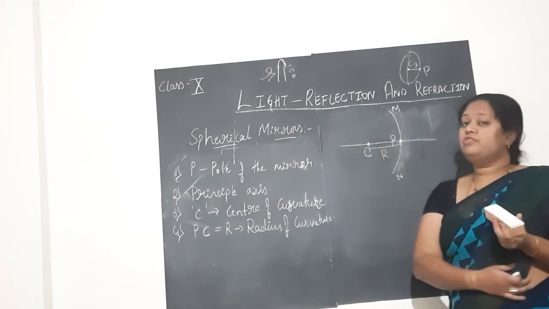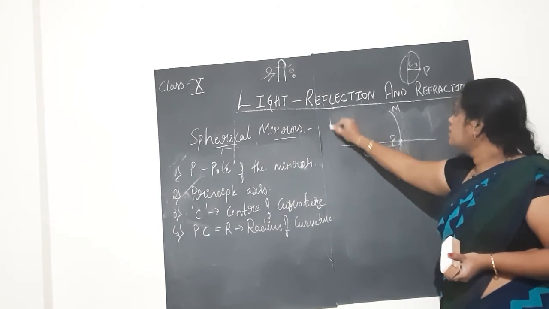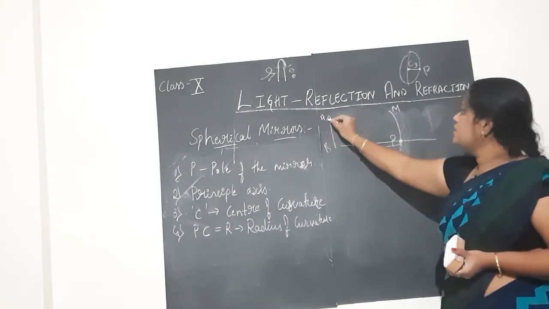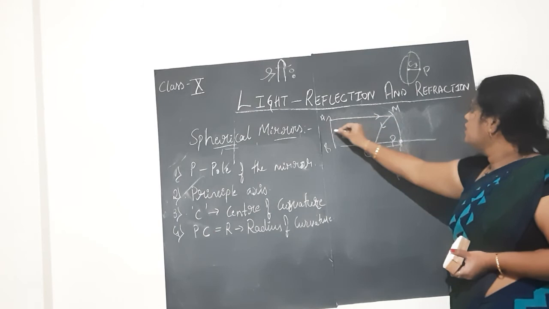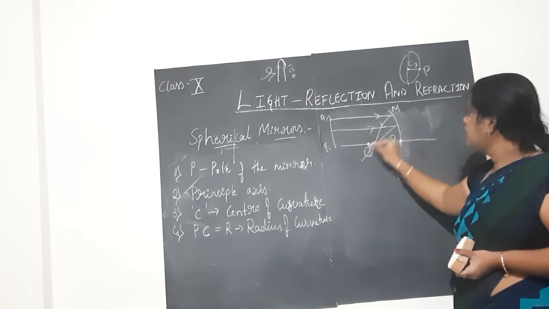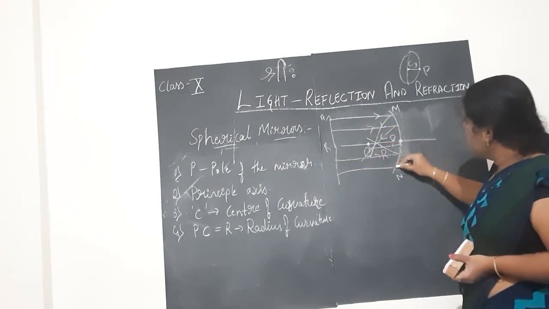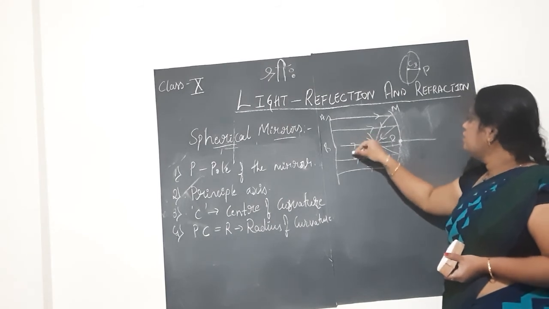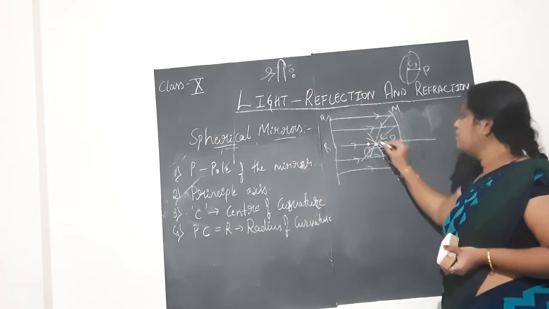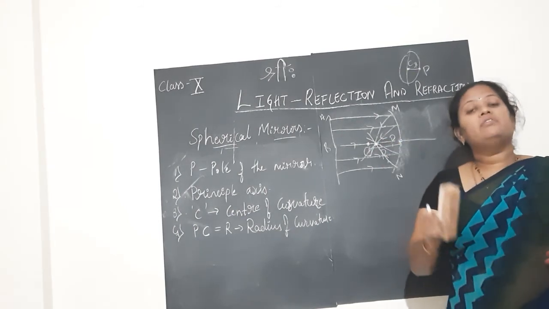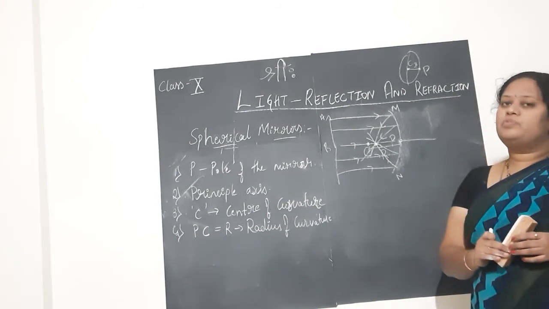I explained how the process of reflection takes place in a concave mirror. The ray of light coming from a distant object, say AB, will fall on the mirror and reflect back. Again it will fall on the mirror and reflect back. Finally, all the reflected rays of light will converge or meet at some point, and at that point the image of the object is said to be formed.